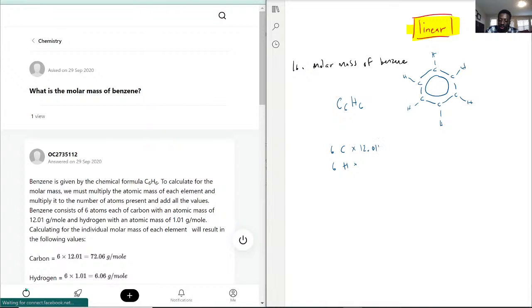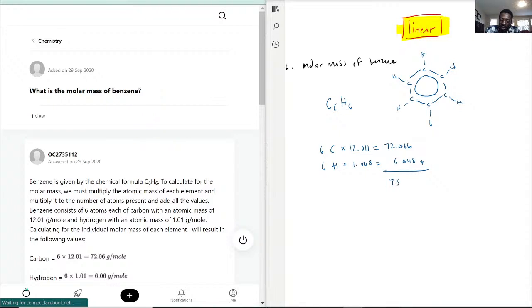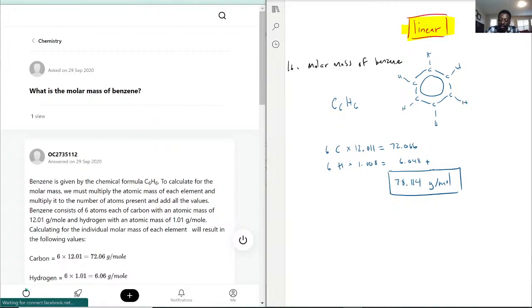Okay, and we have 12.011, 1.008. And so that would equal 12 times 6. That would be 72.066, and then 6.048. Okay? And we add that together. I'm just using the numbers provided from the periodic table. Okay? And we get 78.114. So the molar mass of benzene is 78.114 grams per mole. Okay?